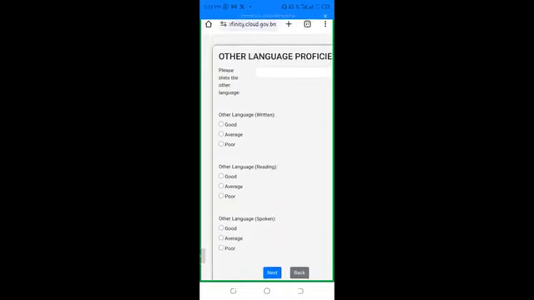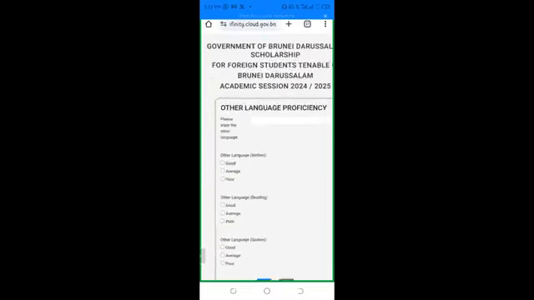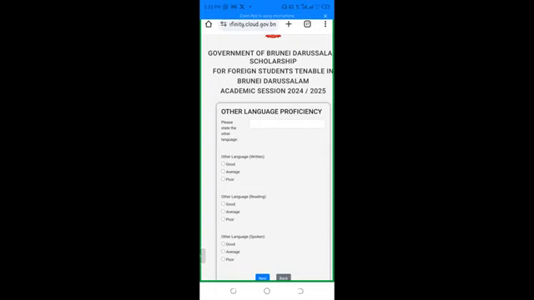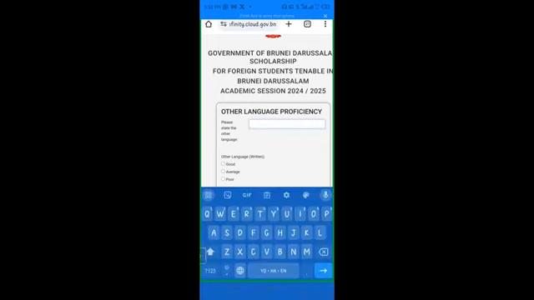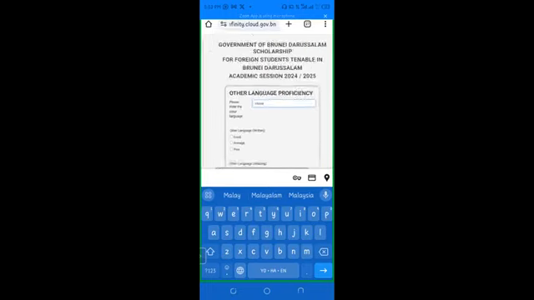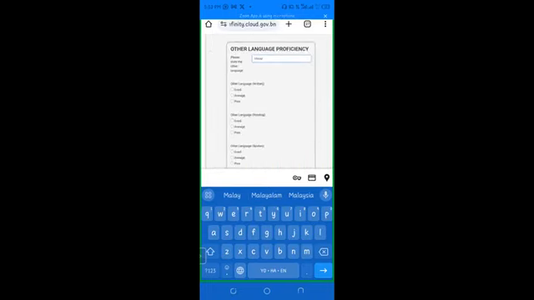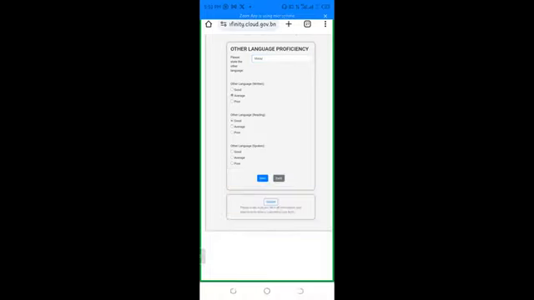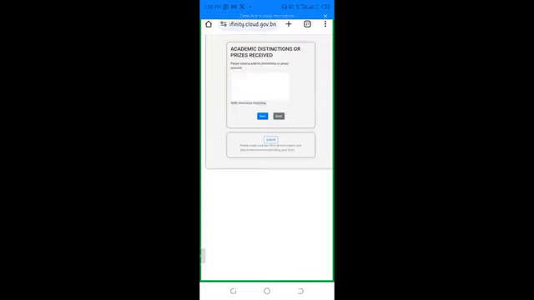They're also asking for another thing. Please state other language, any other language. So let's see. I can speak Malay. Malaysian. So other language, let's see. Written, I'm average, but other reading, I'm good. Spoken, I'm good. Then I go to next again.